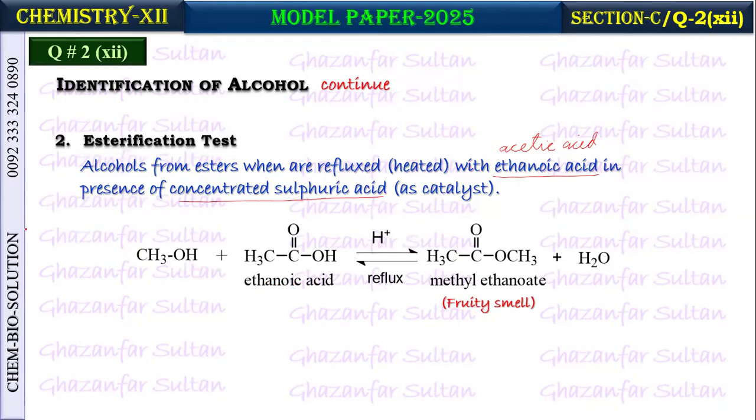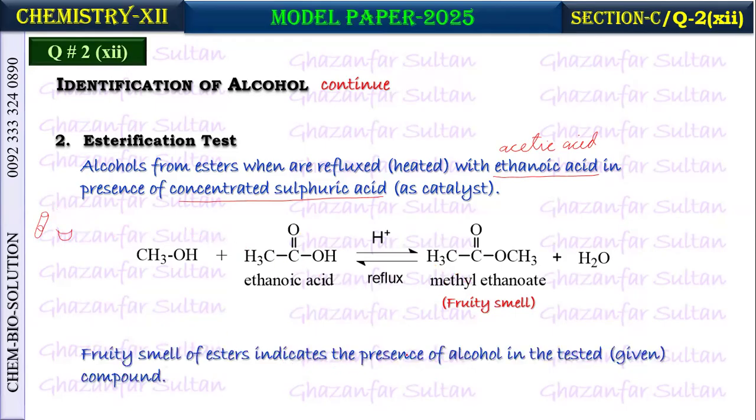So if you are performing this test in the laboratory, then it is better to transfer the content of your test tube after refluxing into a china dish. When you transfer this into the china dish, the surface area would be greater. So more vapors of the ester will evaporate. So the fruity smell can be observed clearly. So the fruity smell of ester indicates the presence of alcohol.